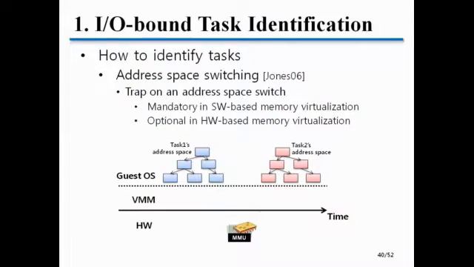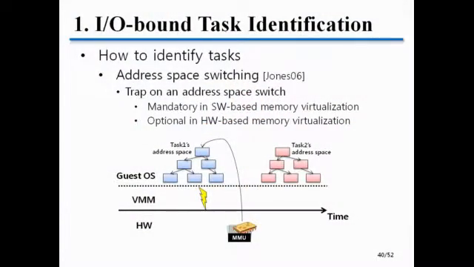First of all, let's look at how to identify an I/O-bound task. Like I mentioned, there are very few interactions available at the hypervisor. But luckily, the VMM can access the address space switching event, because updating an address space is required to be trapped to the VMM for memory virtualization. Even though this trap is not mandatory for hardware-based memory virtualization, we can simply enable it by setting a control register. By using this event, Jones et al.